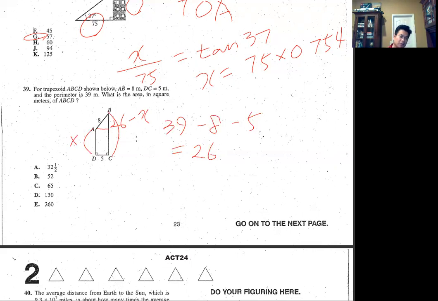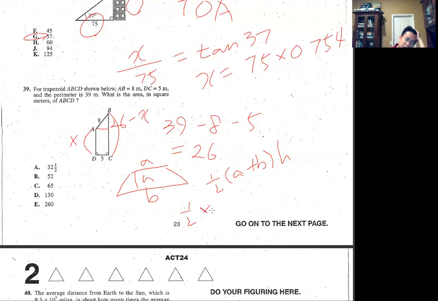Oh yeah, we can use, no, forget about this. If you think about the trapezoid formula, let's say A and B are the bases and H is the height. The formula for area is 1/2 times A plus B times H. So using this one too, you're adding this AD and BC is 26. So 1/2 times 26 times height 5. So 13 times 5, which is 65.